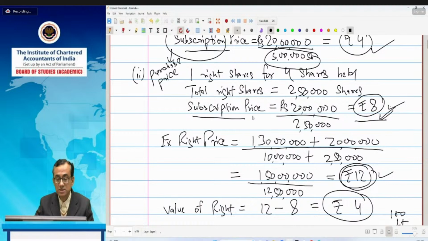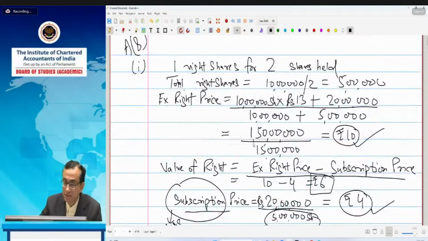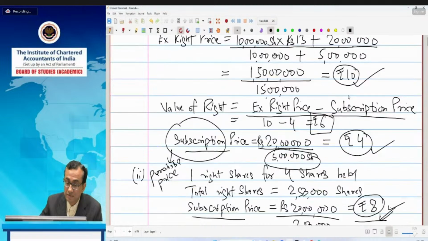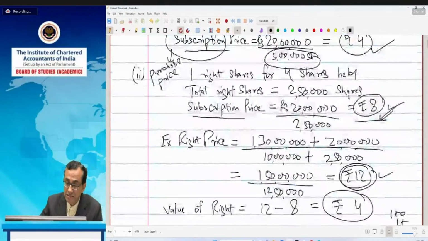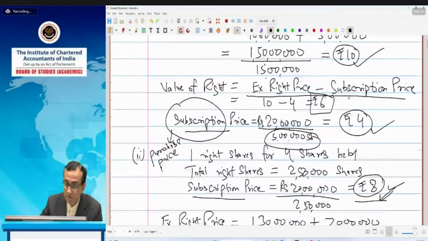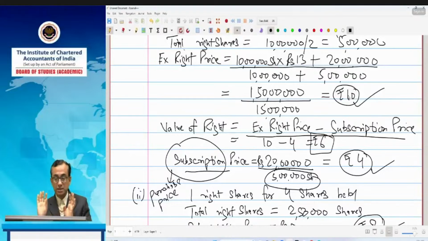Okay, so there is a difference between this value and the subscription price. Because subscription price in this case is the total amount which has been subscribed, and for valuation we will deduct this from the X right price, that is rupees 12 in this situation. In case of 2, it will be the 10, that is the X right price minus the subscription price. It is the total price after the right issue less the subscription price. So the net amount will be the value. So we are deducting the subscription price.